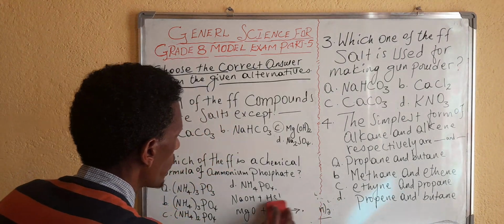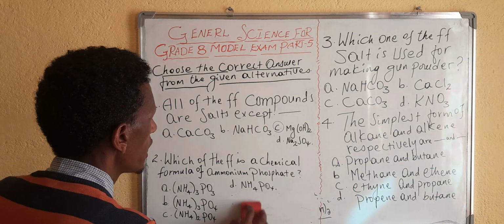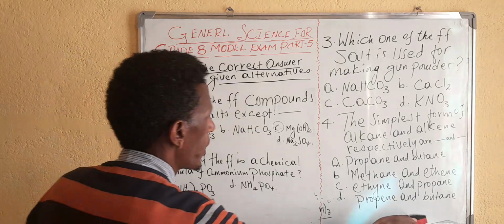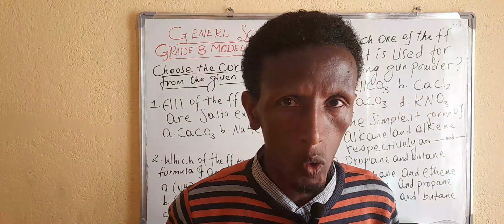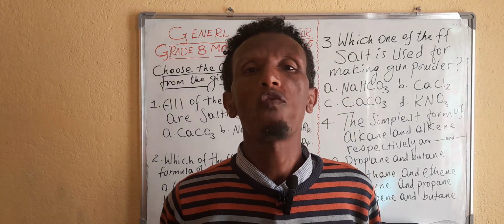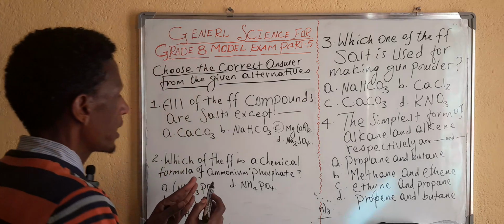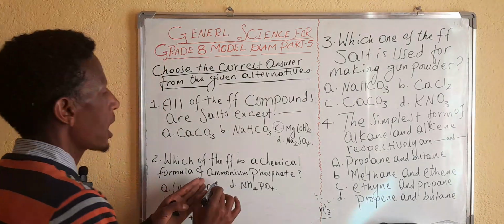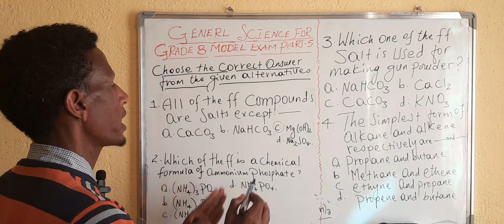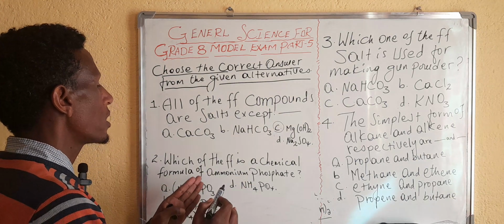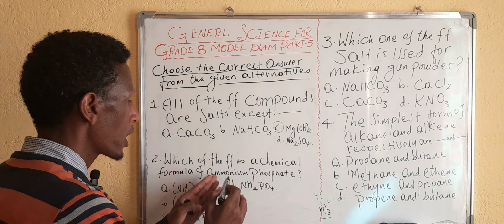Okay, ammonium phosphate. To write down a chemical formula of a compound, first of all, we have to write down the symbol of an element or the formula of a polyatomic ion or radical. Here, ammonium and phosphate are polyatomic ions, or radicals. So rather than their symbols, we are going to write down their chemical formulas.